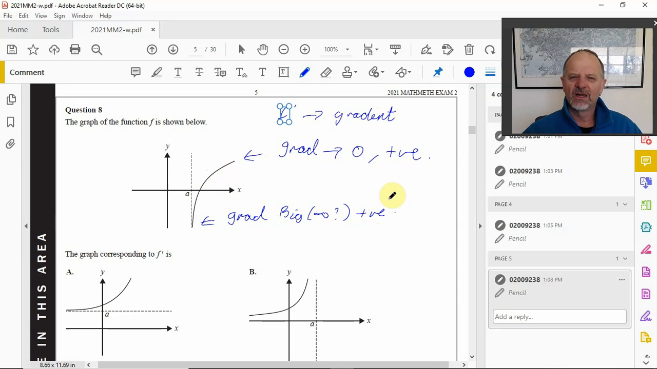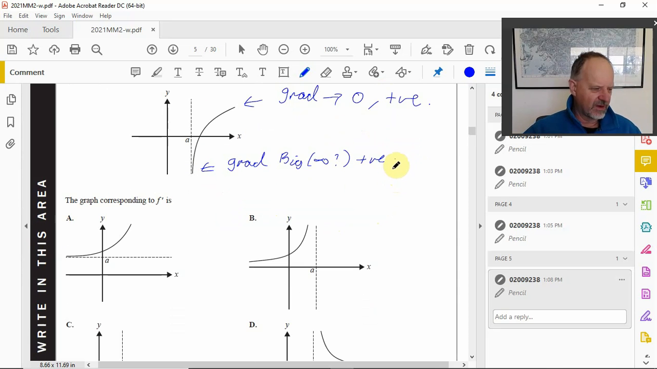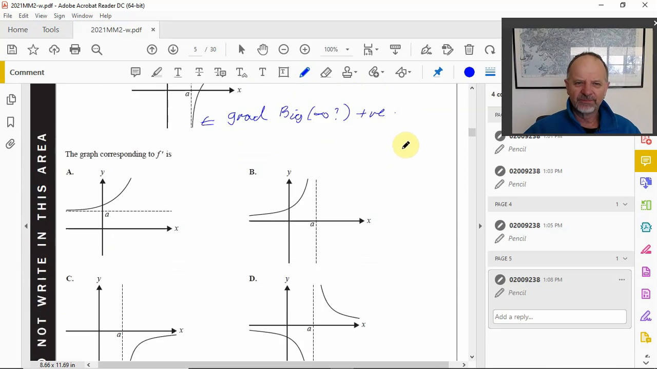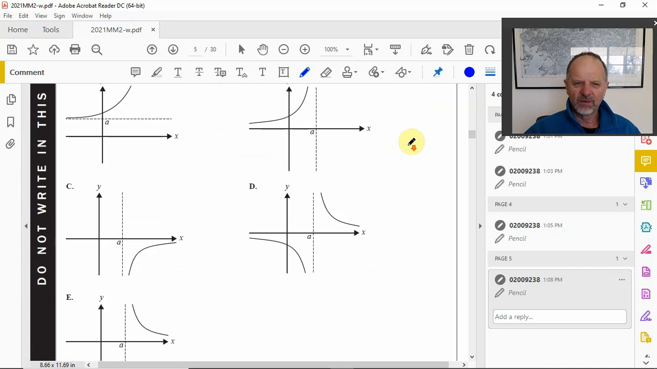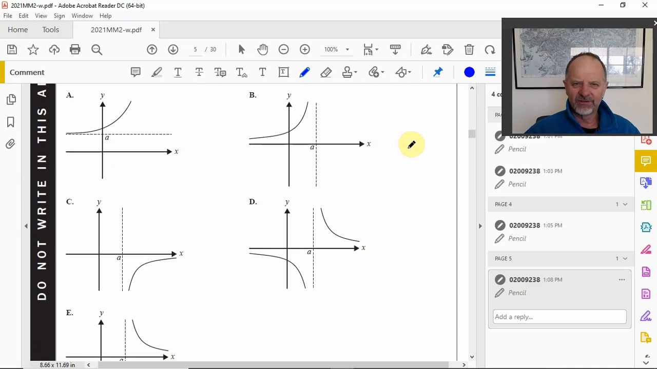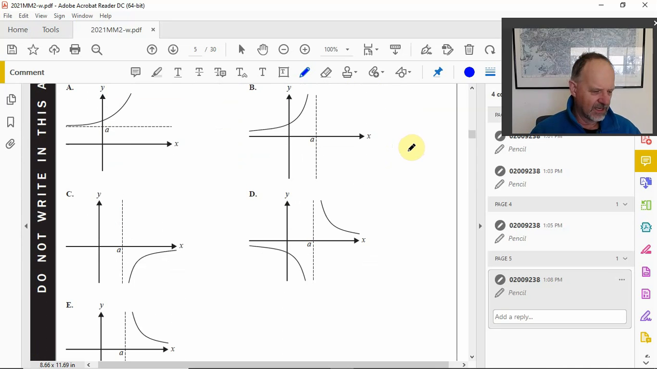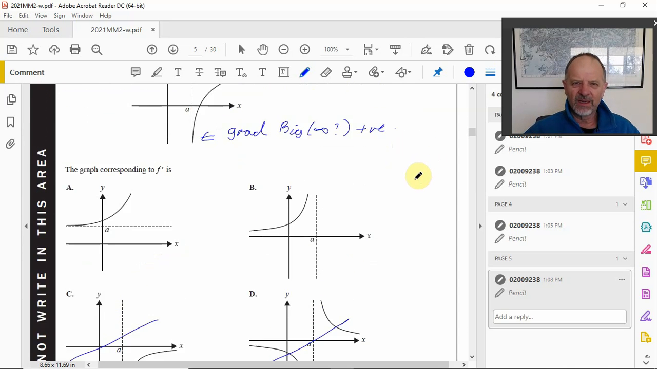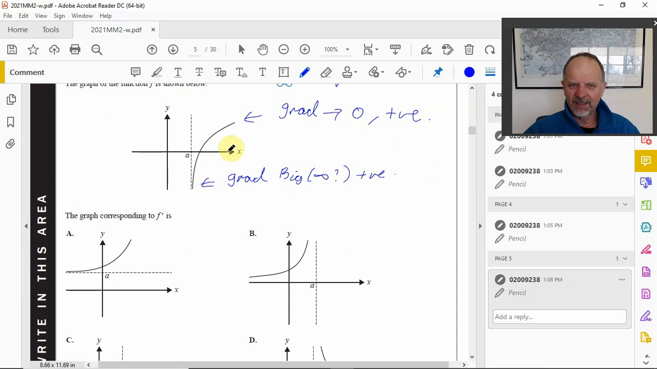So the whole time the gradient is positive, so the whole time we've got graphs in the positive area. That cuts out C because that's down here in negative y, and cuts out D because we've got a bit here down in negative y. All right, what else have we got here? The other thing is it's only to the right hand side of this A.